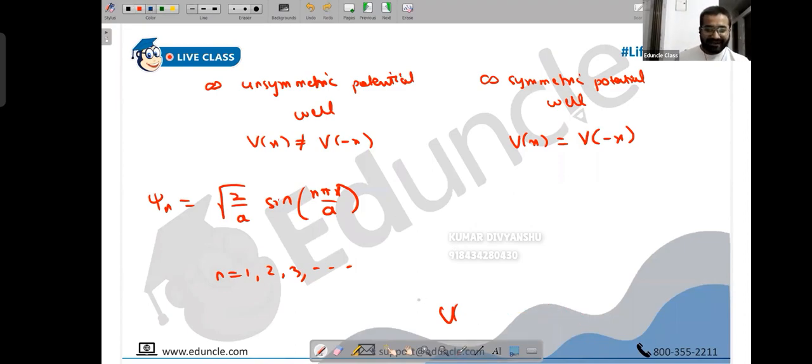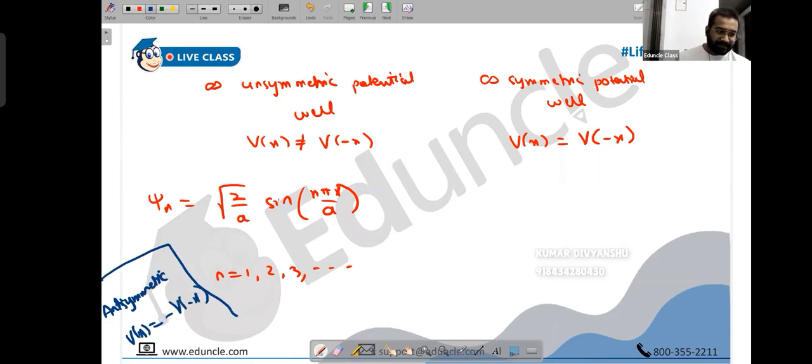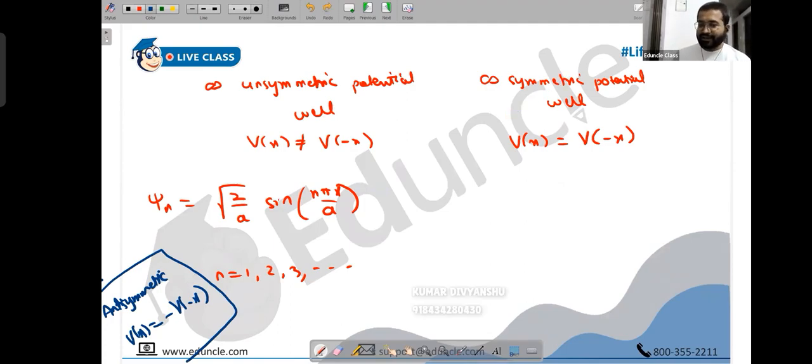You can write anti-symmetric separately somewhere here, where V of x is minus V of minus x. But this is unsymmetric. It means it's not symmetric. Not being symmetric does not mean it has to be anti-symmetric. Not being symmetric means it could be anything. It does not mean it has to be anti. I'm glad we just understood some English here.